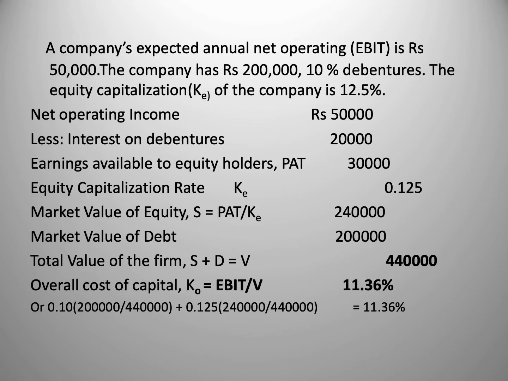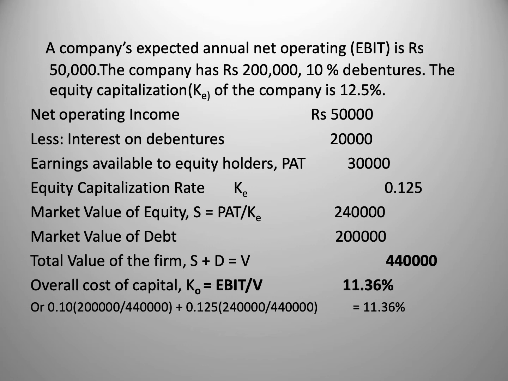Now, using the formulas, let's go through an example. I am going to read the statement. A company's expected annual net operating income, that is EBIT, is rupees 50,000. The company has rupees 2 lakh 10% debentures. The value of the debentures is rupees 2 lakh and the interest rate is 10%. The equity capitalization rate, that is KE of the company, is 12.5%. So how will we find out the value of the firm here?